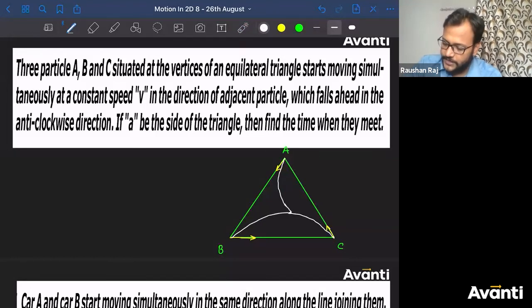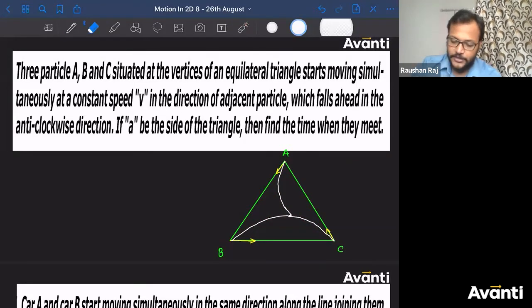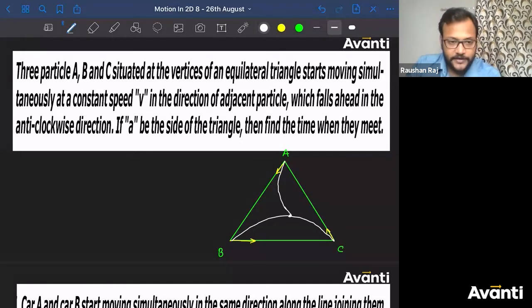And they are going to meet at a point. If you draw the tangent here, it will always be towards A. If you draw a tangent here, it will always be towards C. Okay, guys, so this is how they are going to move. This will move like this, this will move like this, this will move like this. All right, guys, I think this is correct. So this is the point where all of them will meet after some time t.